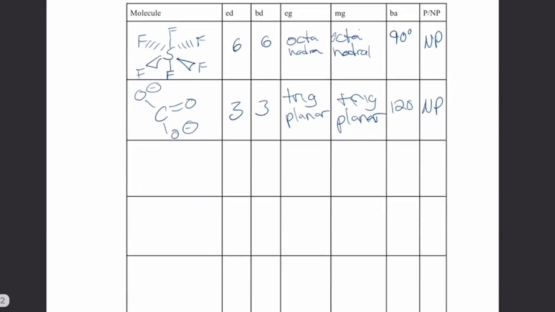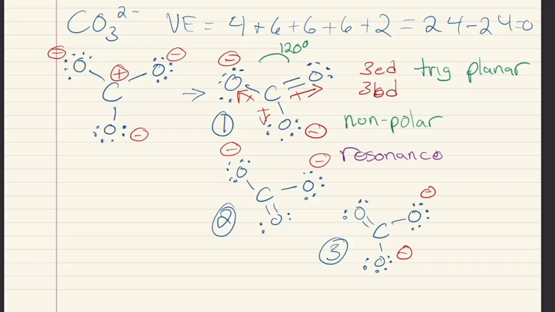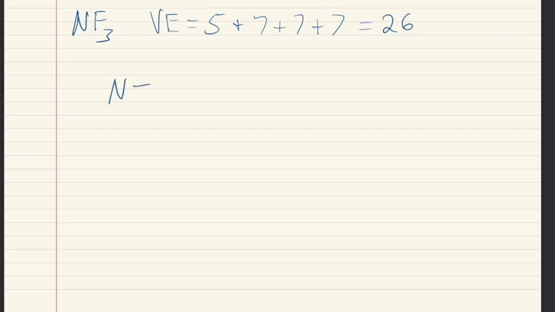Okay, now let's talk about NF3. So if we talk NF3, also familiar, we've looked at this one in class. 5 plus 7 plus 7 plus 7 is equal to 7, 14, 21, 26. We have nitrogen as a central atom because of its lower, or what is perceived to be a lower, electronegativity. In this case, it may not be.